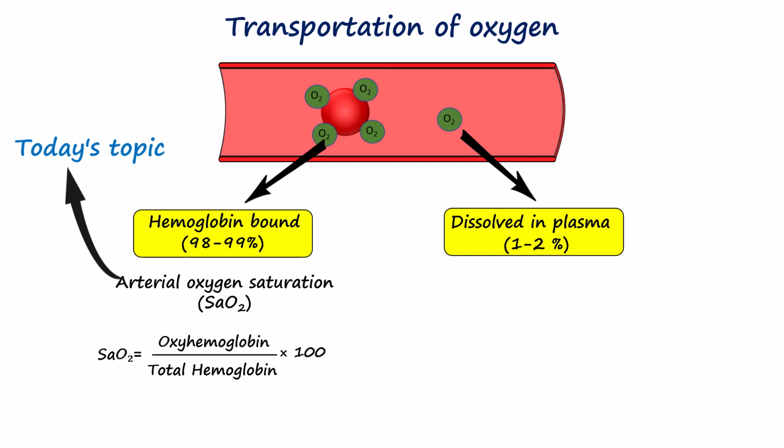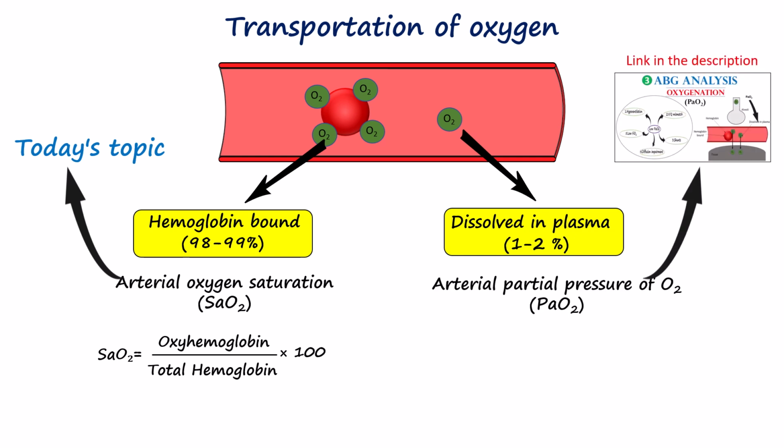The remaining portion of oxygen transported dissolved in plasma is described by the partial pressure of oxygen in the arteries, which is a direct parameter measured by the ABG electrode. While this dissolved oxygen contributes to the overall oxygen content in the blood, it is a very small amount and plays a much smaller role compared to oxygen bound to hemoglobin.